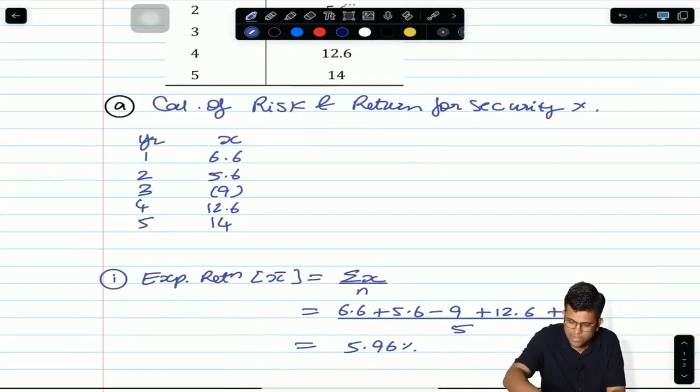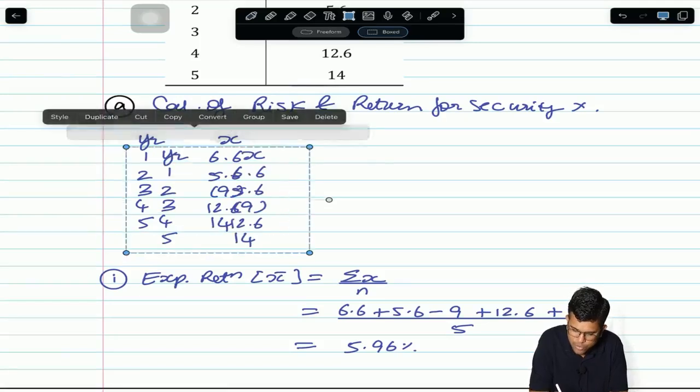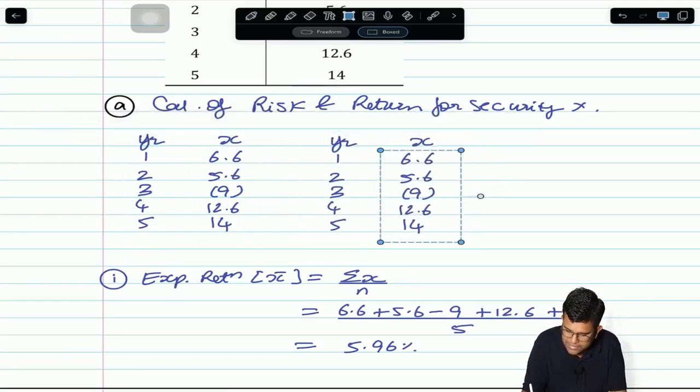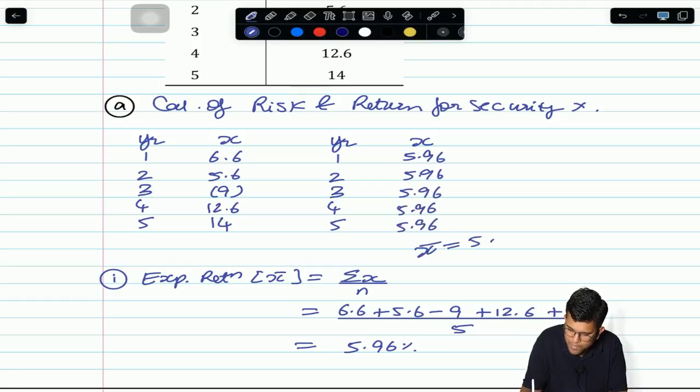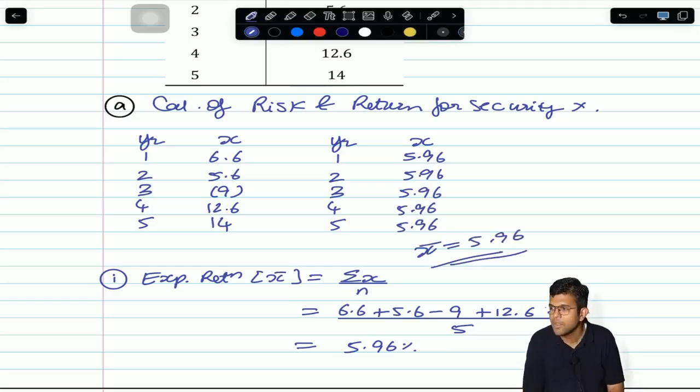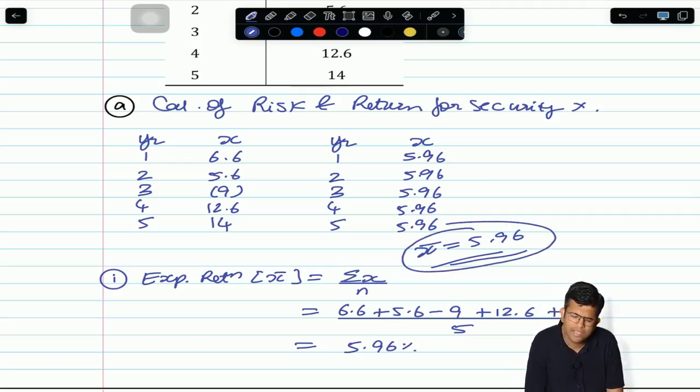Let me see how smart you all are. Students, what if there was another investment opportunity that looked something like this? Can I say this X bar also will be 5.96 only, surprisingly? Do you understand? If someone asks me, sir, what do you think this share will give in the coming year? I will say 5.96 for this share also. Now if someone asks, are you sure? I will say yes.